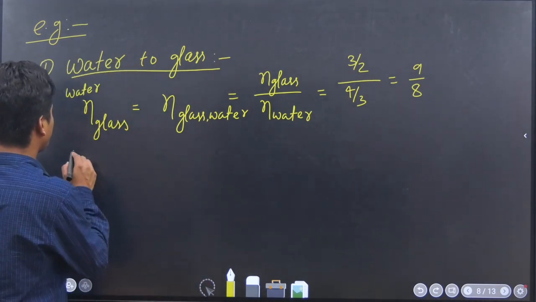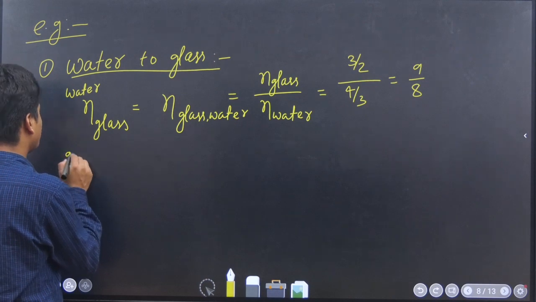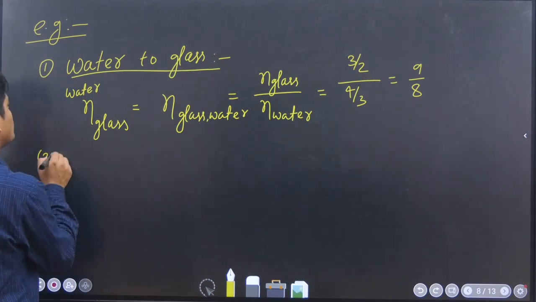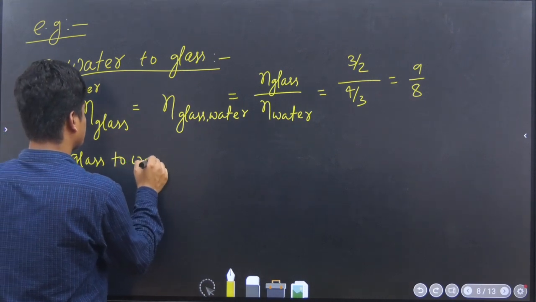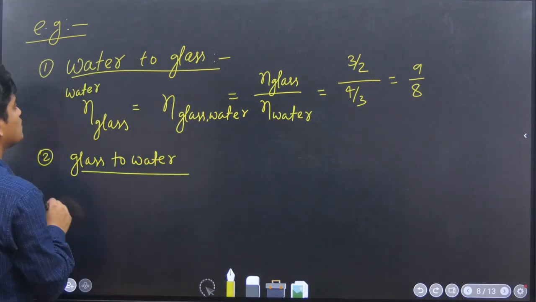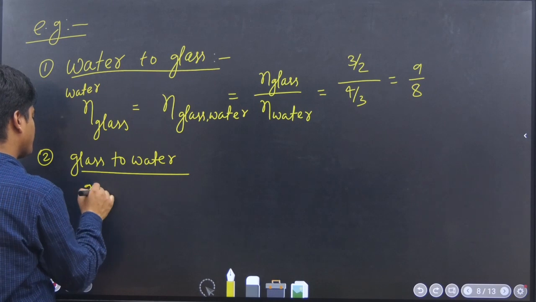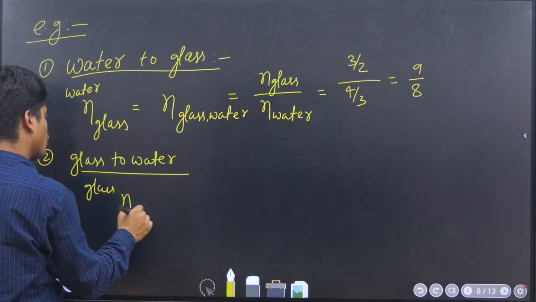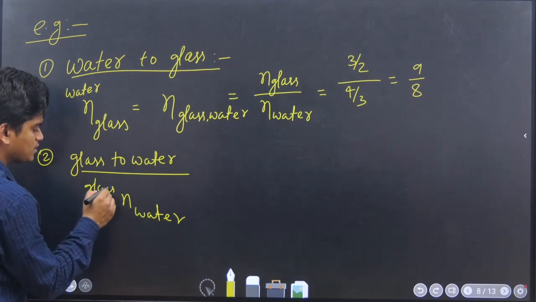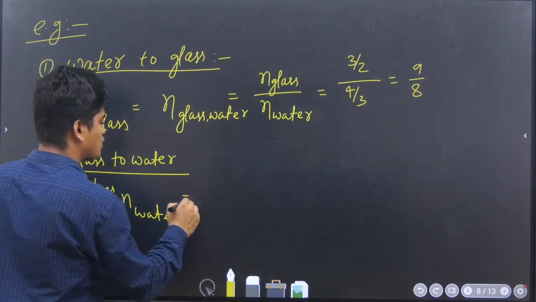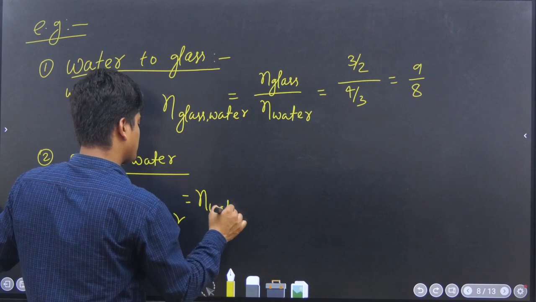Okay. Same thing I am telling. Let us write here number 2: if it is going from glass to water, what will we write? Now light is coming from glass going to water. Like this, you understand, coming from glass going to water. So how much is it? Water by glass.